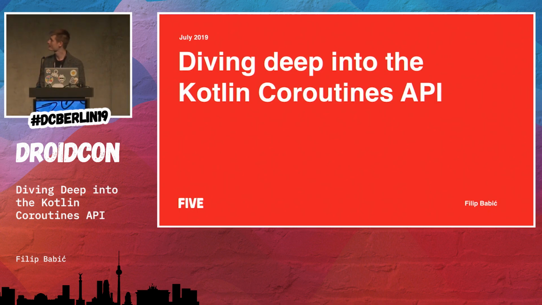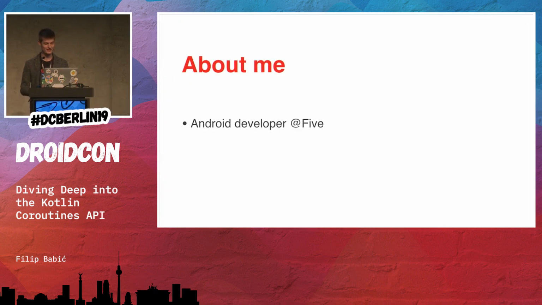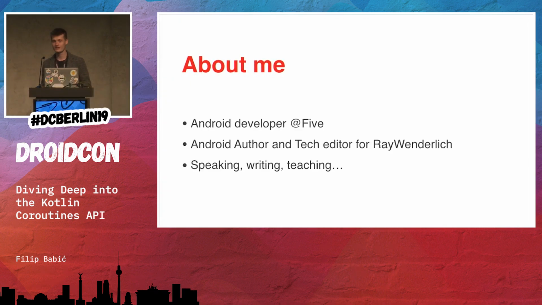So before all that, let's talk a bit about me. I'm an Android developer at Five. It's a mobile agency in Croatia. We work on projects like the Rosetta Stone application for learning languages and the Crestone home automation system, something like that. So smart homes, really fun stuff.